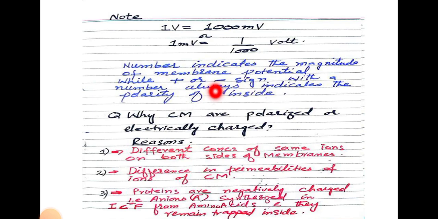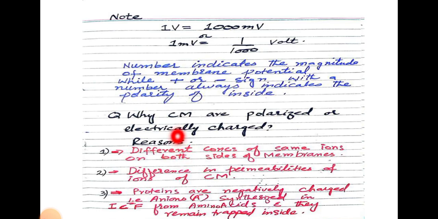For example, if we say plus 70 millivolt, it means inside is positive, and if this value is minus 70 millivolts, it means potential difference is of 70 millivolts, and the negative sign indicates the polarity of inside. It is a sort of convention.